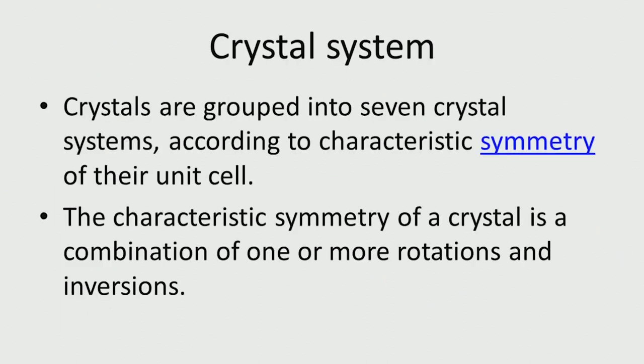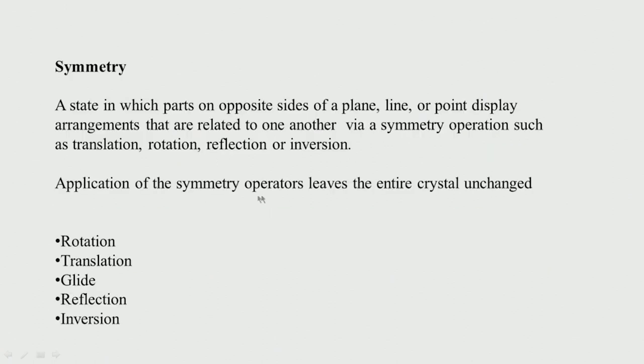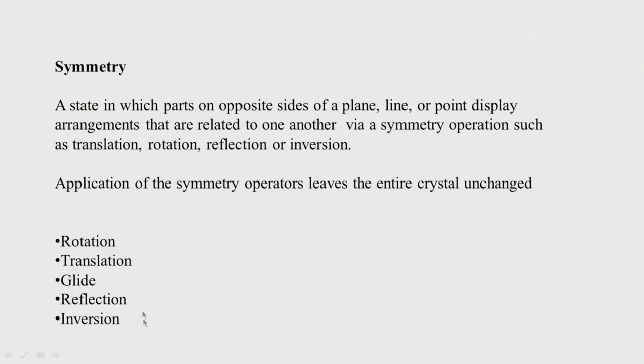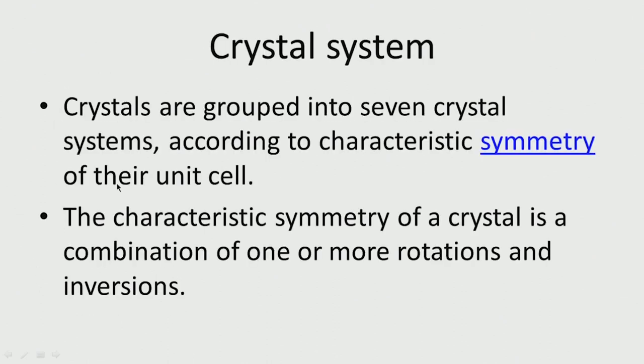Okay? So crystals are grouped into 7 crystal systems according to characteristic symmetry of their unit cell. Like I said here, they can have rotational symmetry, they can have translational, glide, reflection, inversion, and you can also have combinations of that. So the crystals are grouped based on the symmetry of their unit cells. And you can have a combination of one or more, not just one.